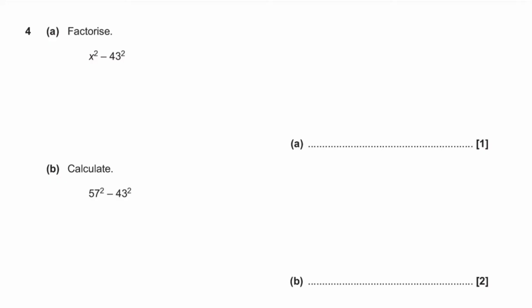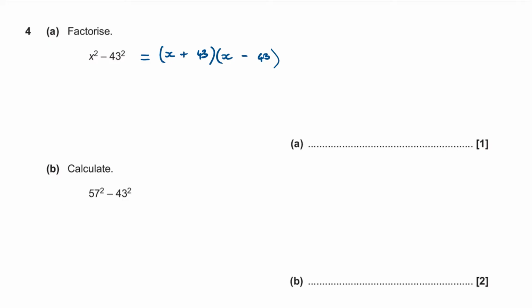Factorise x squared minus 43 squared. Now this is just simply the difference of 2 squares, isn't it? I've got 2 squares and I'm subtracting them from each other. So you should know that that factorises into a double bracket. So the square root of x squared is x, so we're going to have an x and an x there. And the square root of 43 squared is 43, so I'm going to have a 43 here and a 43 here. And one's going to be plus and one's going to be minus.